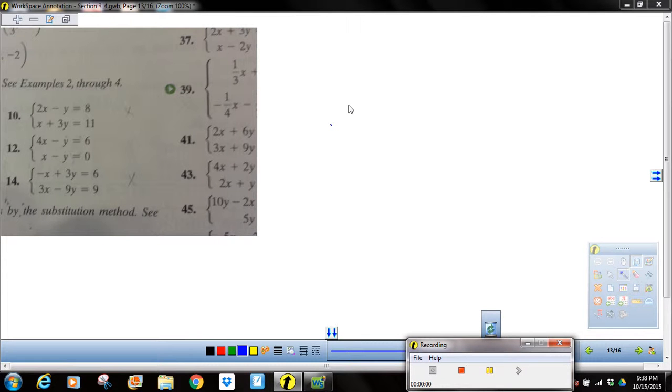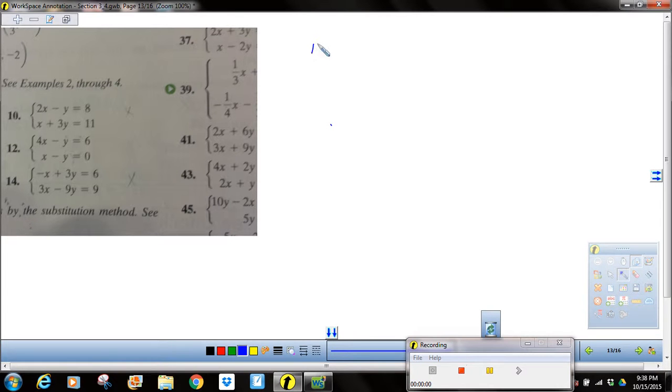This is part 2 of section 4.1. We've already talked about testing ordered pairs to see if they were a solution of a system of equations, and we've done one by graphing. I've got 2 more examples to do by graphing before we move on to substitution.